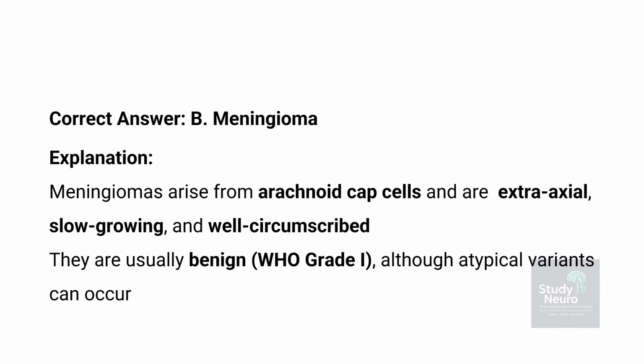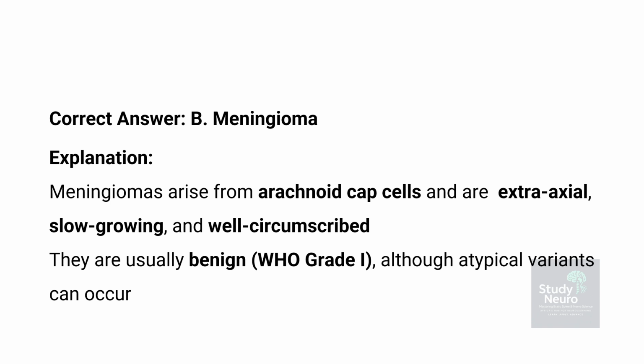Meningiomas originate from arachnoid cap cells, also known as meningioepithelial cells, which are located in the arachnoid layer of the meninges. They are slow-growing extraaxial tumors and are usually benign. Although most are intracranial, they can also occur intraorbitally or along the spinal canal, essentially anywhere arachnoid cells are found.